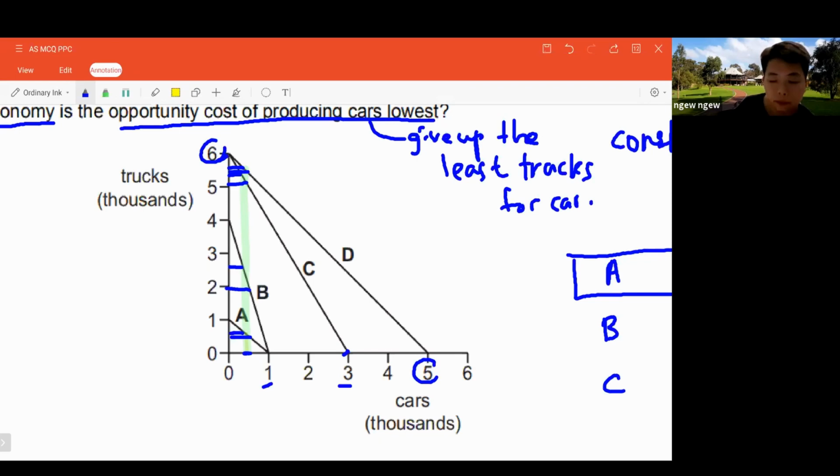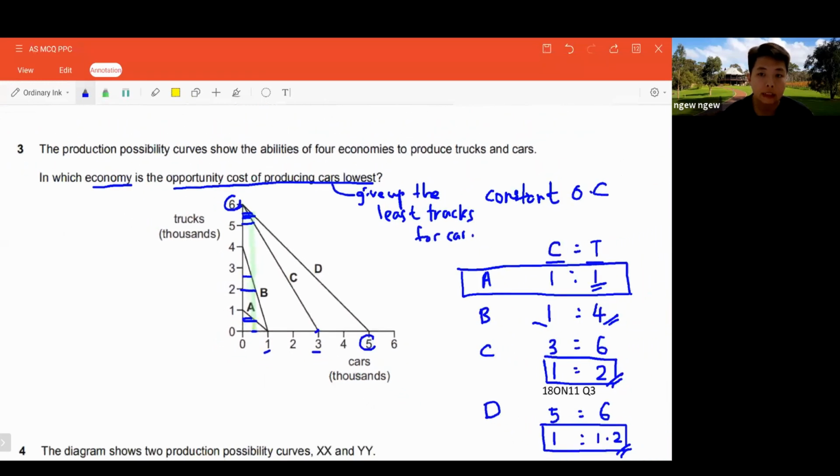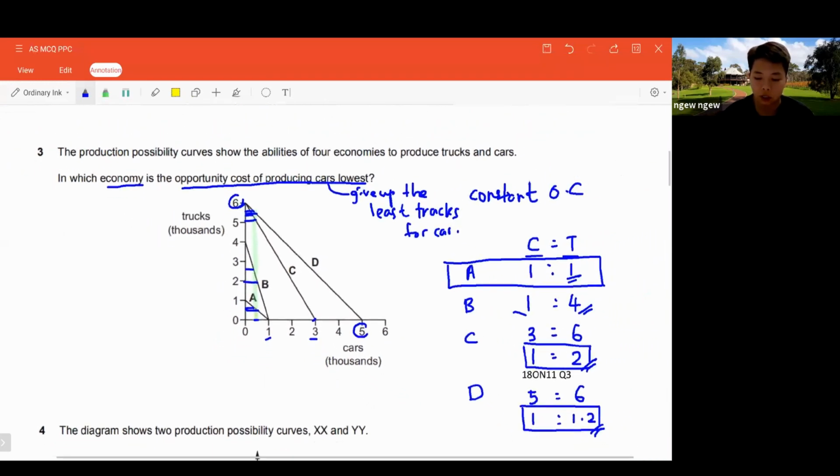So from this kind of method, you can actually tell, if you are doing the paper and you are given a hard copy, this is the way you can tell. So we can tell that country A has the lowest gap of trucks while producing that green gap of cars. That's how it works. That is what you can do with your diagram. That is a technical method that you can use to identify the correct answer or to check your answer.